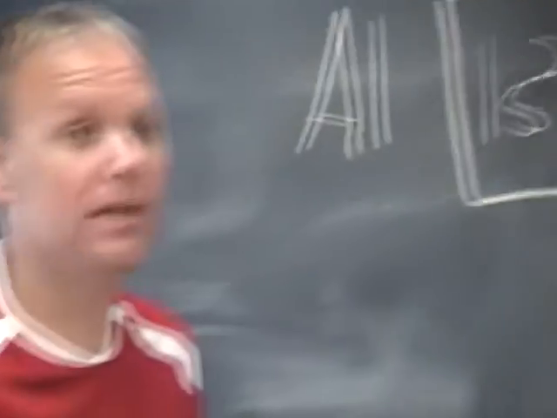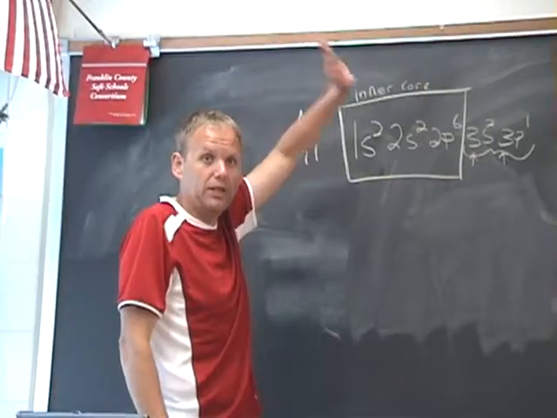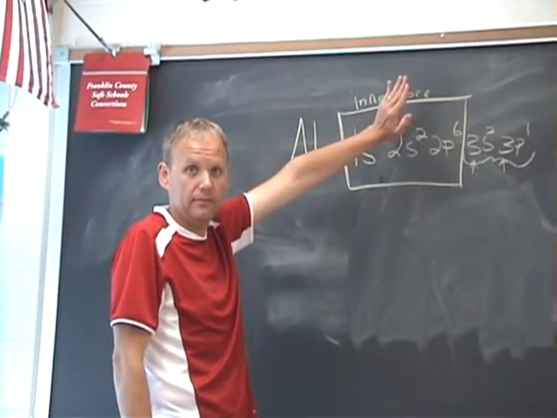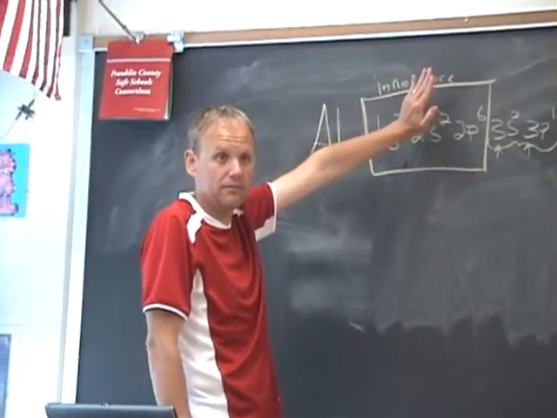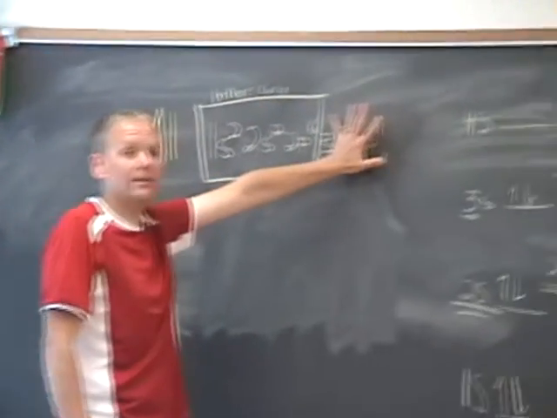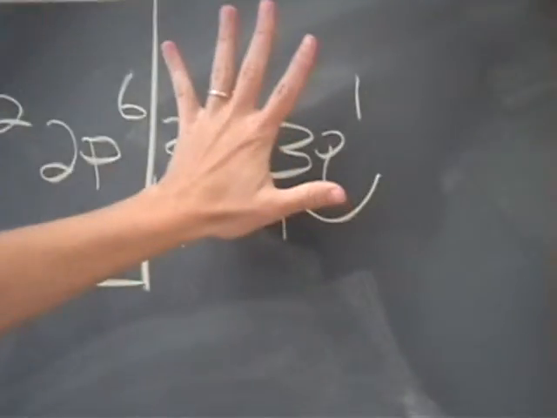Now why is that important to me? Because inner core electrons play no role in bonding. They don't play any role in bonding. They're there. That's it. All right? The valence electrons are the only ones that will be reactive in bonding.